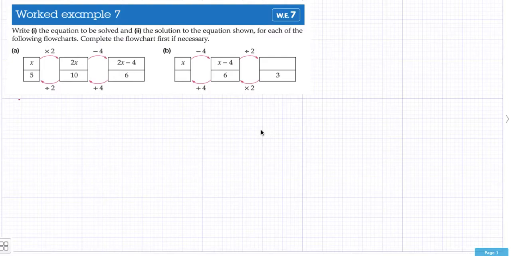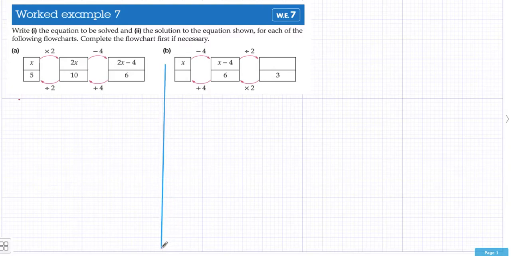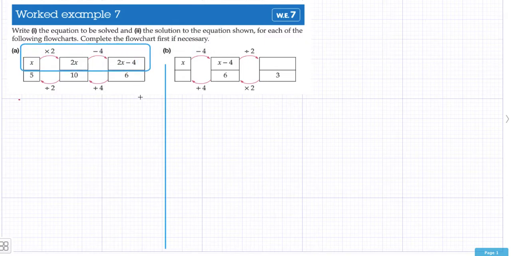Okay, so we're actually going to be using algebra now to solve some equations. What we've got here in this example says: find the equation to be solved and the solution to the equation shown for each of the following flowcharts. Now these flowcharts look a bit different to the ones you've seen before. That's because they have two layers. We're only really interested in, to start this off, the top layer.